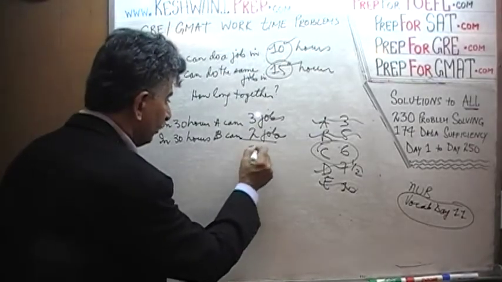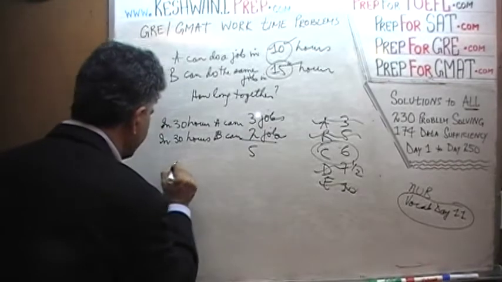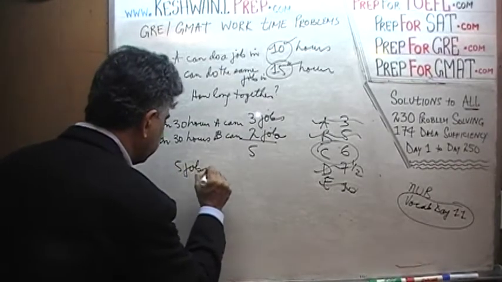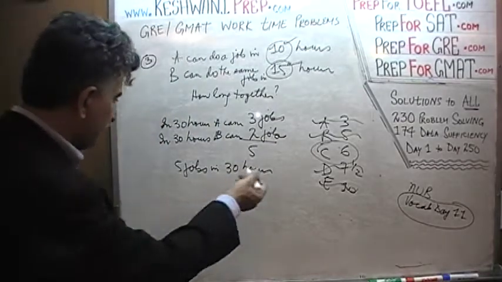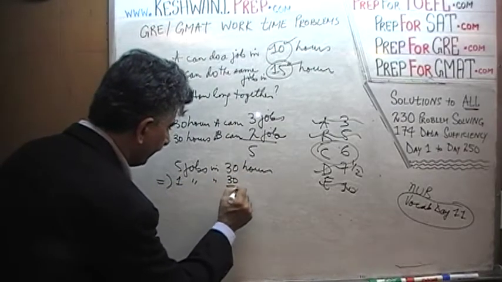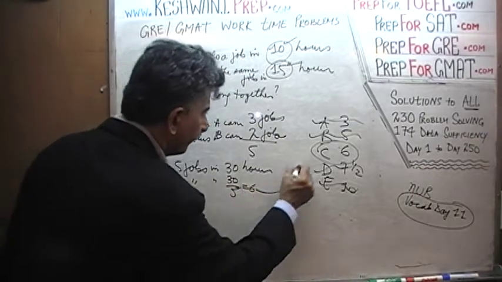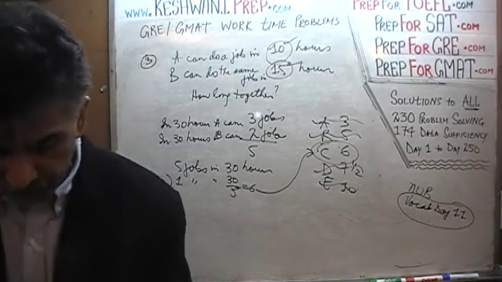That tells us they can do 5 jobs in 30 hours. Well, there you go, we're done. 5 jobs in 30 hours implies that they can do 1 job in 30 over 5, or 6 hours. Voila. Now let's go back and finish up the last one that we did not get a chance to finish.